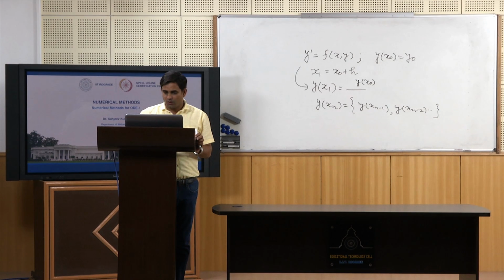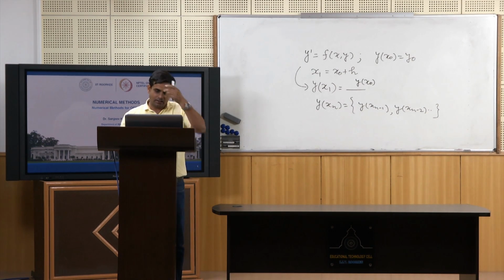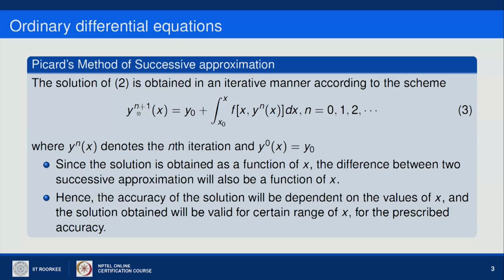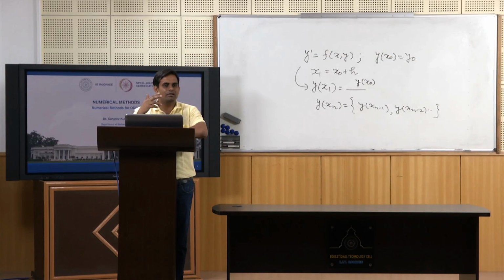The solution of this equation is obtained in an iterative manner according to the scheme that the n plus 1 approximation of y will be y naught plus the integral from x naught to x of f of x and y n of x dx, where n equals 0, 1, 2. For example, if you want to calculate the first approximation of y, it will become y 0 plus the integral from x naught to x of f of x, y 0 dx. For the second approximation, it will become y 0 plus the integral from x naught to x of f of x, y 1 dx, and so on.